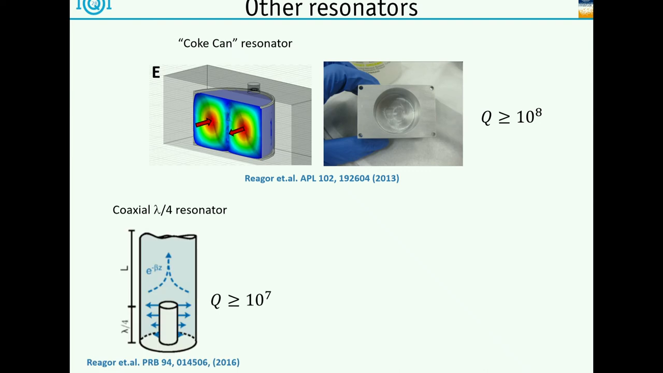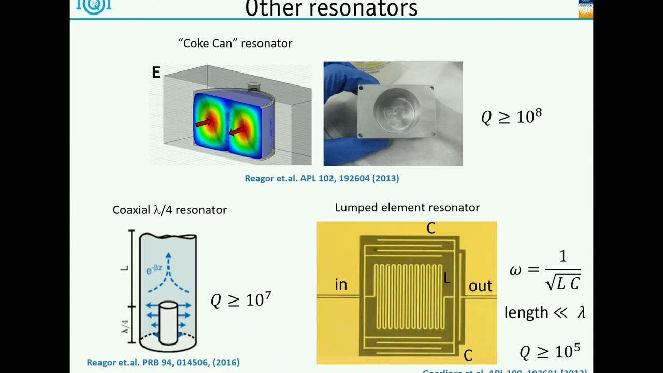And then there's other variants, just to tell you there's a whole range, whatever you want to do, you can pick your resonator that suits you. There's other resonators which take a coax cable pretty much and short it out at the end and make this center pin lambda quarter long. So this would be a lambda quarter resonator. People have seen quality factors of 10 to the 7.